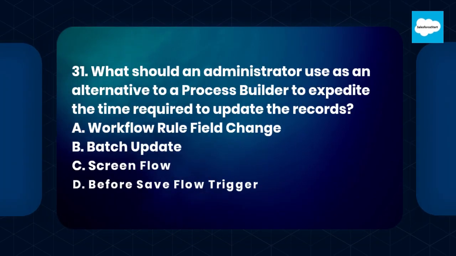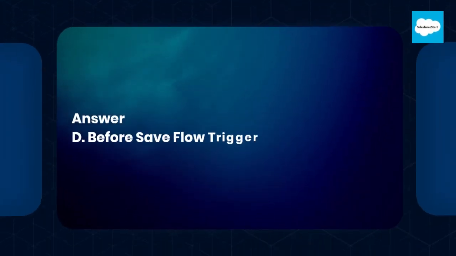31. What should an administrator use as an alternative to a process builder to expedite the time required to update the records? A. Workflow rule field change. B. Batch update. C. Screen flow. D. Before save flow trigger. Answer: D. Before save flow trigger.